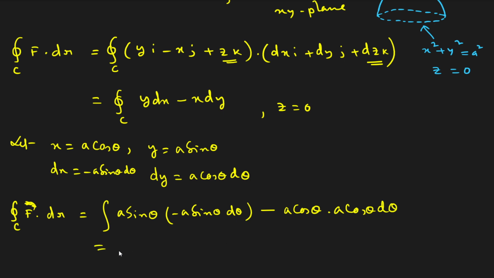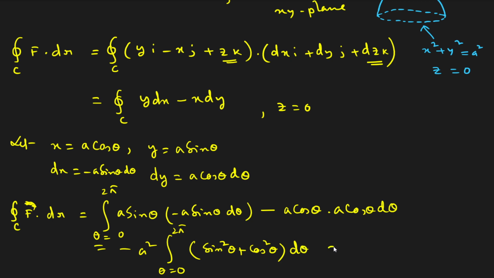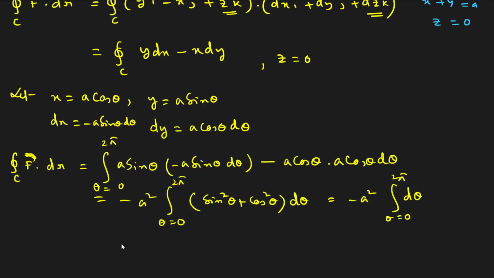After putting these values, minus a square you can take outside. The limit of theta will be 0 to 2 pi, for the circle, 360 degrees. If you take minus a square outside, then we have sin square theta plus cos square theta d theta. So sin square theta plus cos square theta is 1. So minus a square integral from 0 to 2 pi of d theta. So it's a simple integration now. Integration of d theta is theta between the limit 0 to 2 pi. So after putting the limit, you will get minus 2 pi a square.